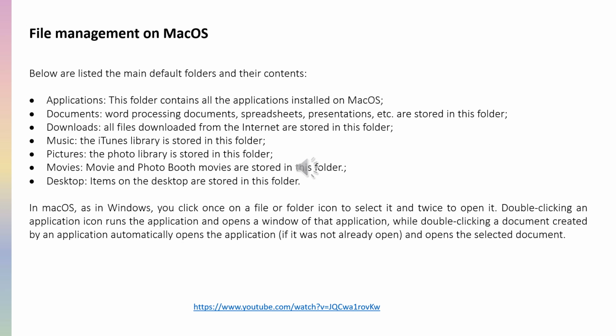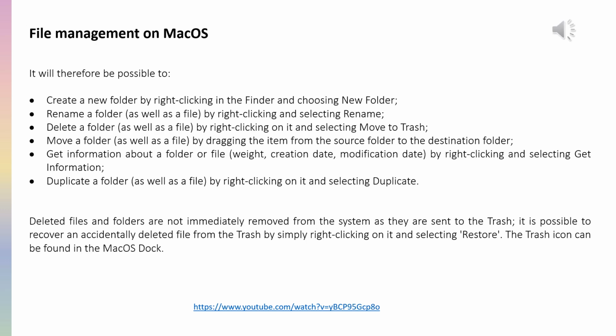In macOS, as in Windows, you click once on a file or folder icon to select it, and twice to open it. Double-clicking an application icon runs the application and opens a window of that application, while double-clicking a document created by an application automatically opens the application, if it was not already open, and opens the selected document. It will therefore be possible to create a new folder by right-clicking in the Finder and choosing New Folder.